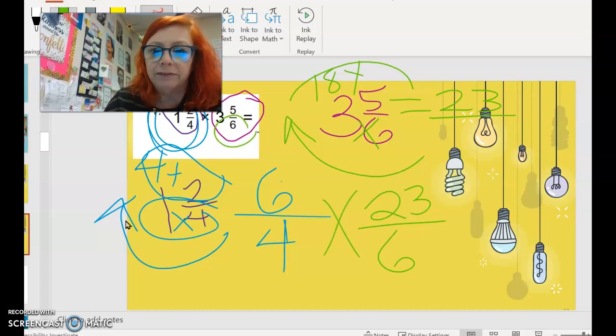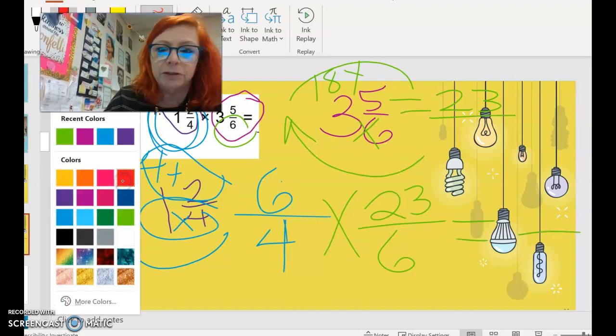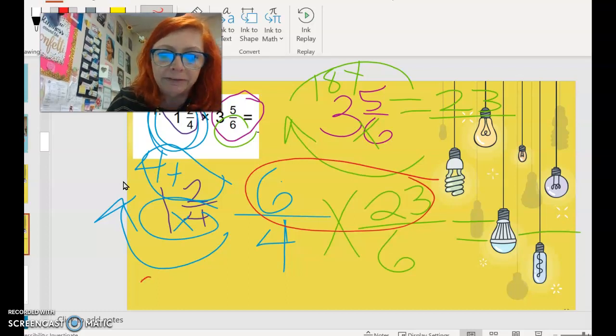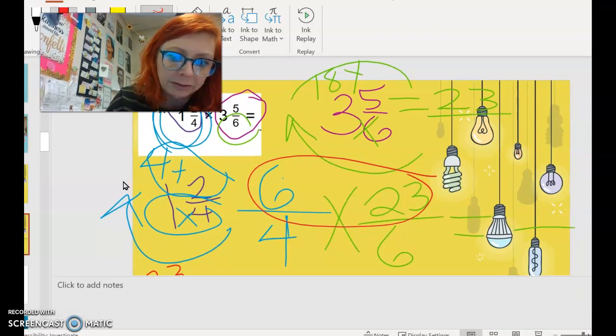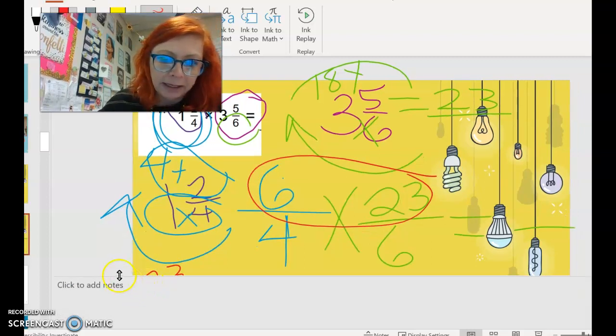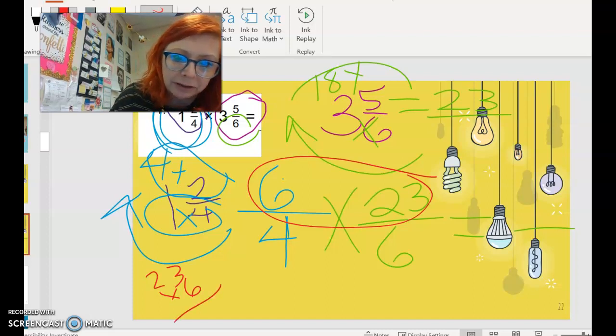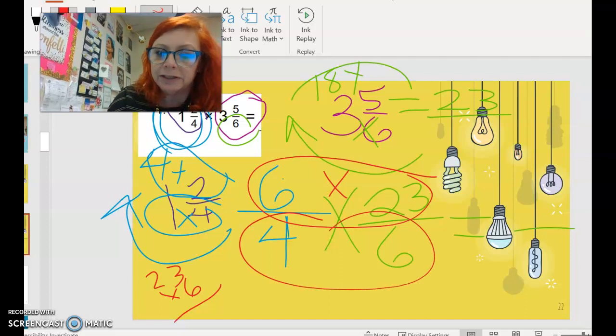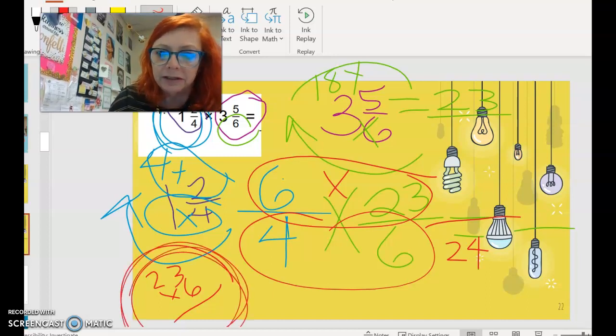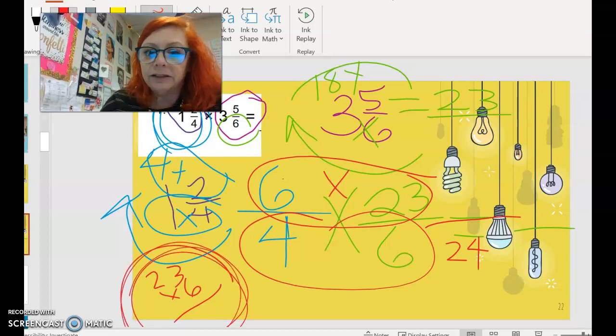So now all I will have to do is multiply these straight across. I will first multiply 6 times 23. Now I might have to go down to the corner of my paper and work it out. You know, that's not mental math. I don't automatically know what 6 times 23 is. And then I will do 4 times 6, and we know the denominator will be 24. You are a big sixth grader, so you're going to figure out what this is, okay? And that's how you will do that problem.